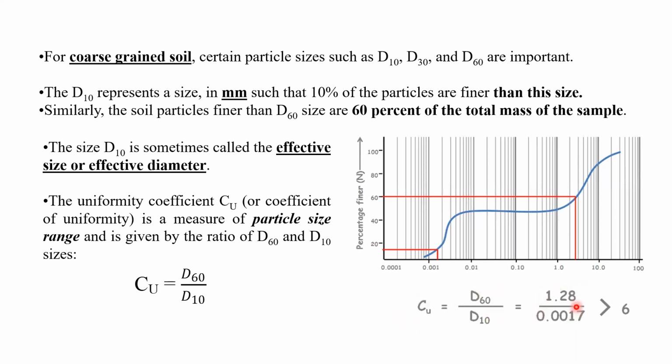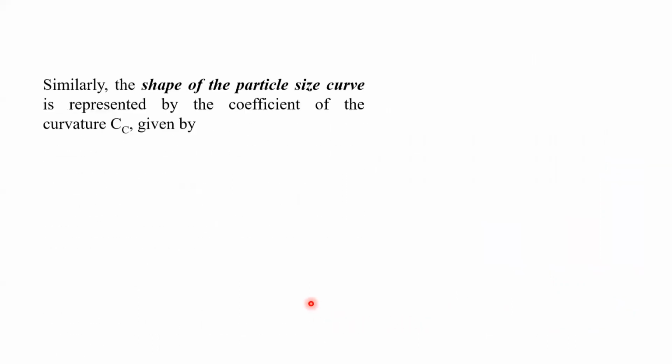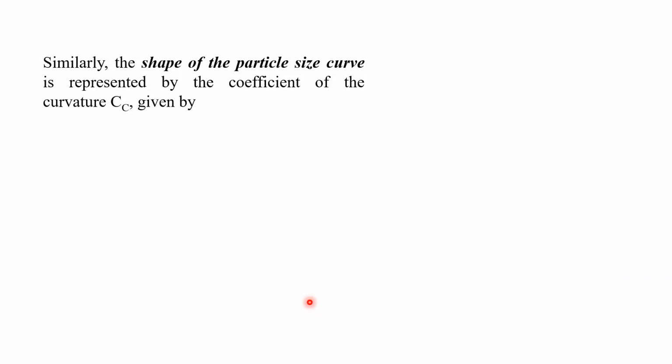Here also we have given an example. D60 we get from this graph is 1.28, and D10 we get is 0.0017. So we can say Cu is greater than 6. What do we mean by 6? We shall see in the next slides. And D10 is also always called the effective diameter of the particles. This also you have to know.